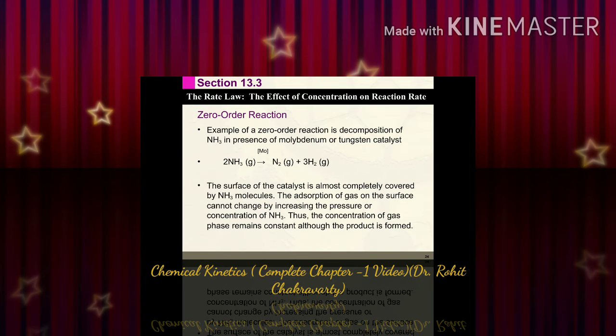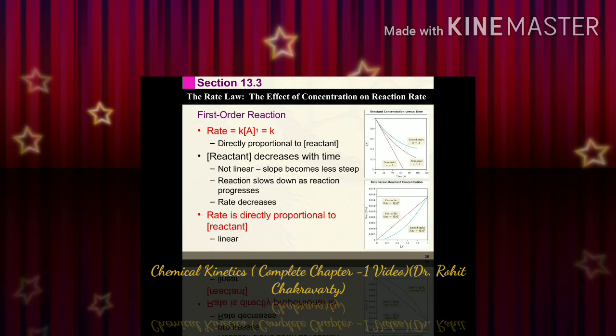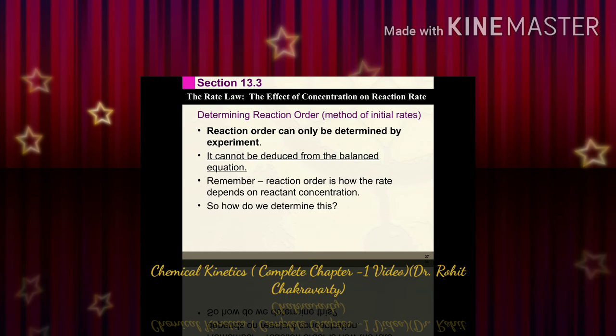Zero order is independent of the reactant concentration. An example of a zero order reaction is the decomposition of ammonia into nitrogen and hydrogen. For the first order reaction, here I have given an example along with the graphical presentation. For the second order reaction, here you can see rate is equal to k [A]^2.